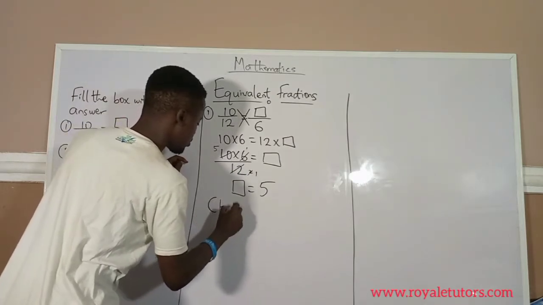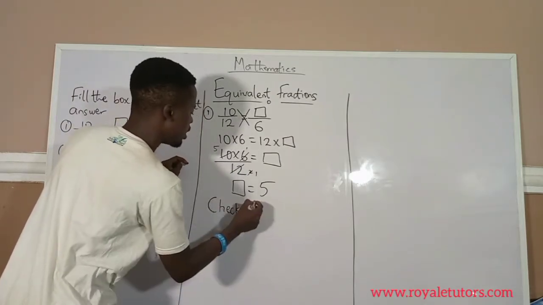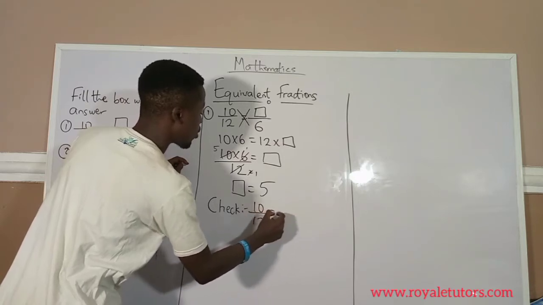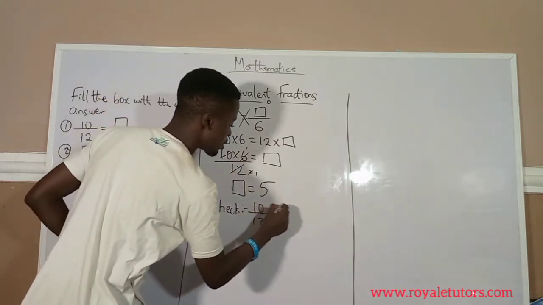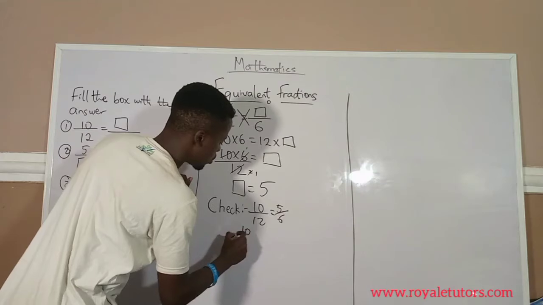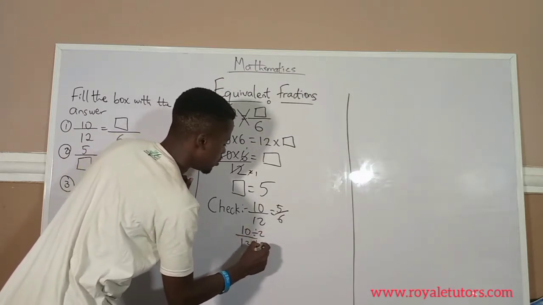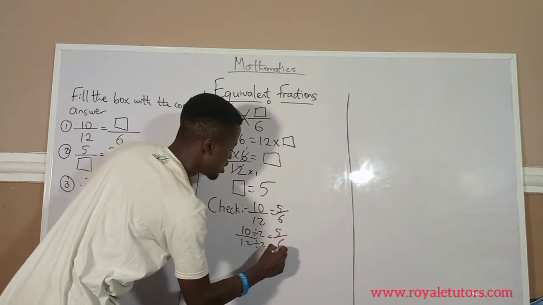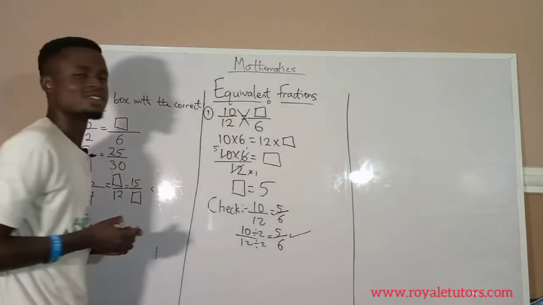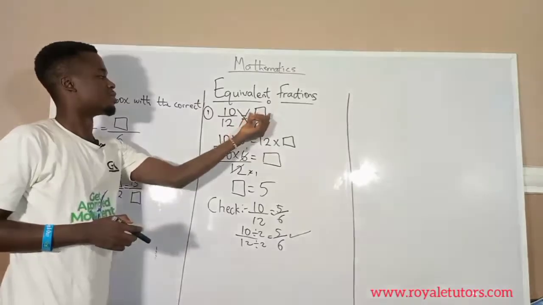Check. We are saying that 10 over 12, according to what we got, is the same thing as 5 over 6. Let's see. If you have 10 over 12, you want to reduce it to the lowest form, say divided by 2, divided by 2, that will give us 5 over 6. Yes, that's correct. So we're discussing that the box is 5 over 6.